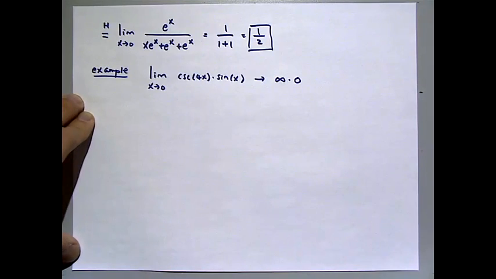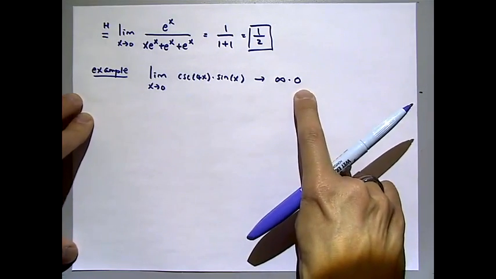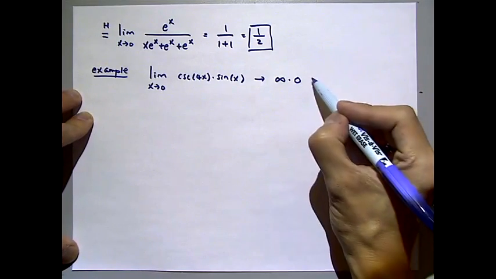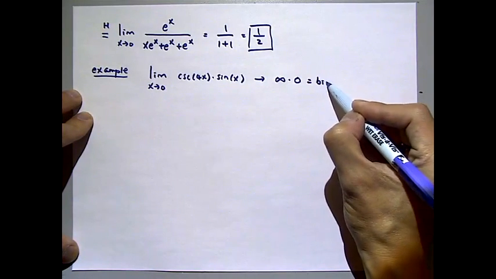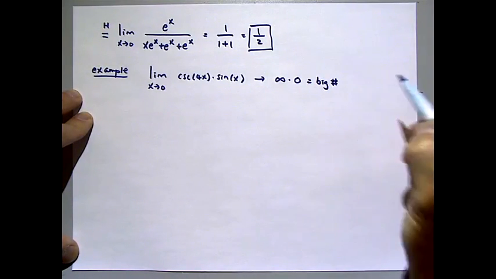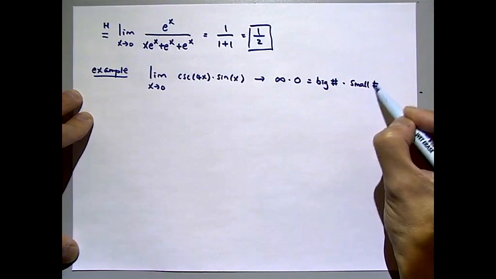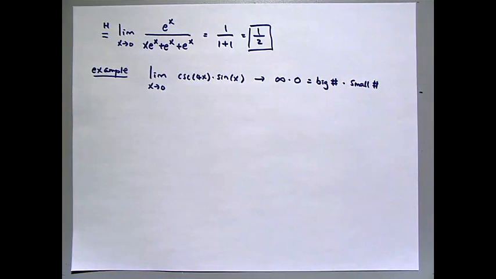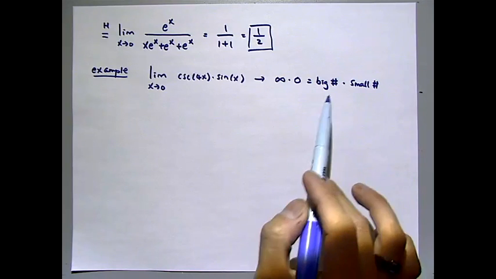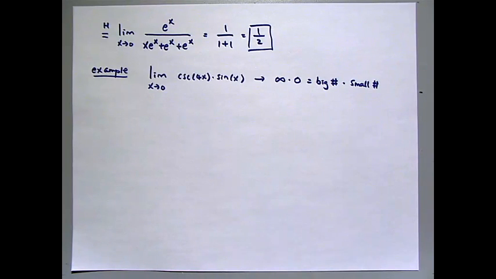This does not mean literally a 0. This means a small number. So what this really means is a big number times a small number. And once again, depending on how big the big number is and how small the small number is, the product could be anything. It could be 0, it could be 2, it could be 3, it could be infinity. It all depends on how big and how small they are.